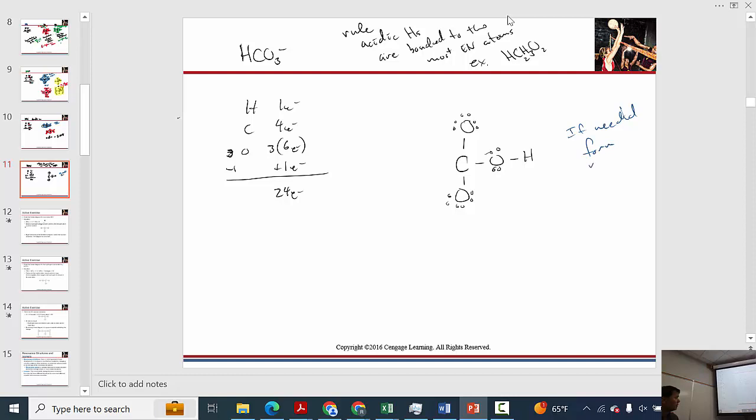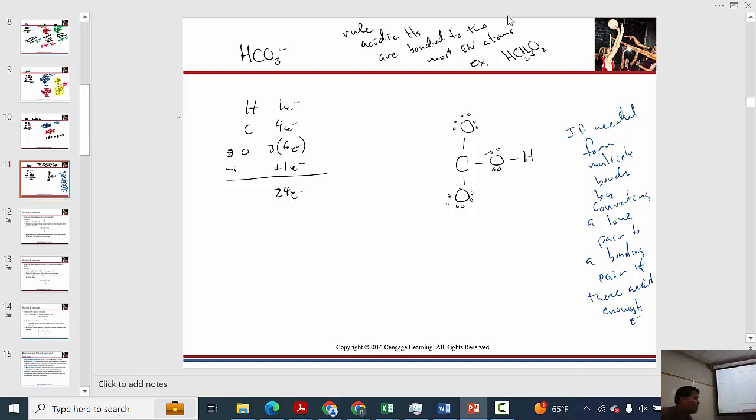Form multiple bonds by converting a lone pair to a bonding pair, if there are not enough electrons for the center atom, if there aren't enough electrons for everybody to get an octet.